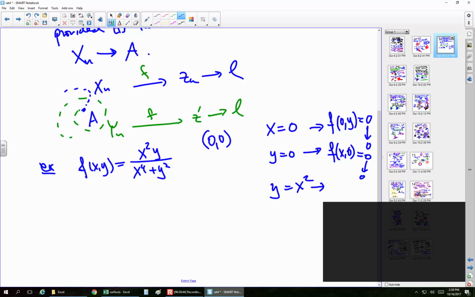Okay, then my function becomes, what does it become? It becomes x to the fourth over x to the fourth plus x to the fourth, which is 1/2. And the limit is 1/2. So two directions give you 0, the third direction gives you 1/2.